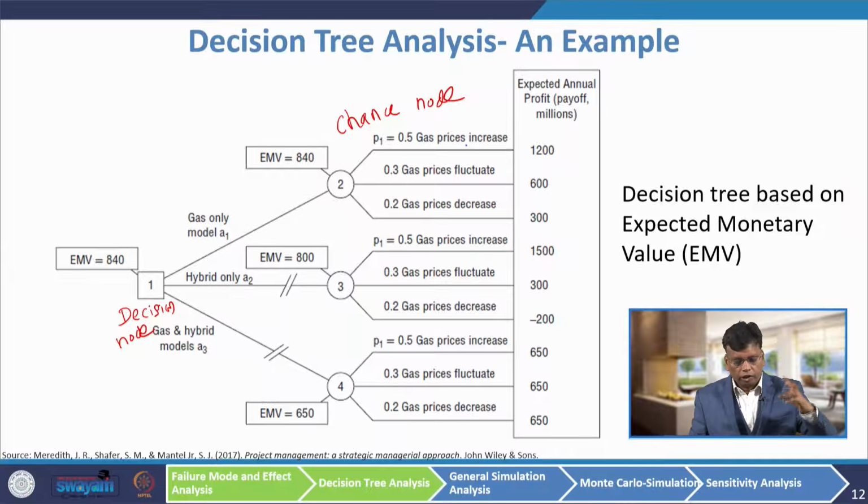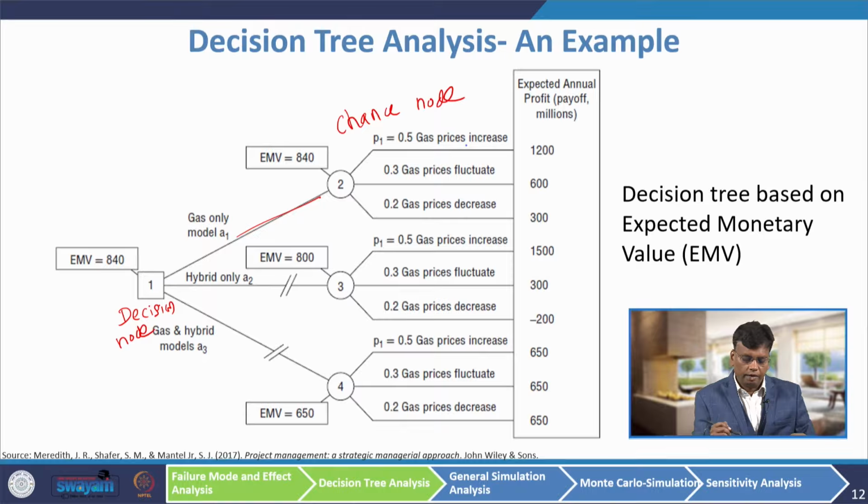Suppose assume that the automobile company has three options to launch a new vehicle. For example, they can go for a gas only model, say A1, or they can go for hybrid only, A2, or they can go for a gas and hybrid model. So, there are three options. We want to know the consequences or risk of these three options and which one we have to choose. Suppose the company goes for the gas only model, so there are three possibilities. One is gas price increases, gas price may fluctuate, or gas price decreases.